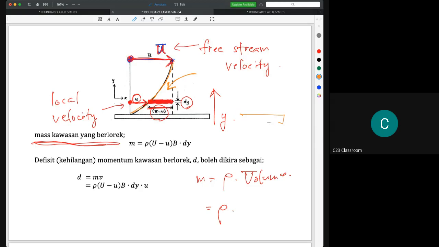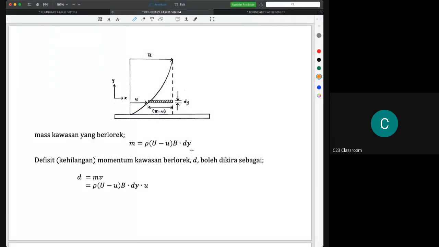So if we have a rectangular like this one, the volume can be calculated by multiplying this length, which is capital U minus u, and then the thickness of this one, which is dy, and also the width of this rectangular, which is b. So that's why we have the mass for the shaded area as rho (U minus u) b dy. Okay, so this is the mass for the shaded area only.